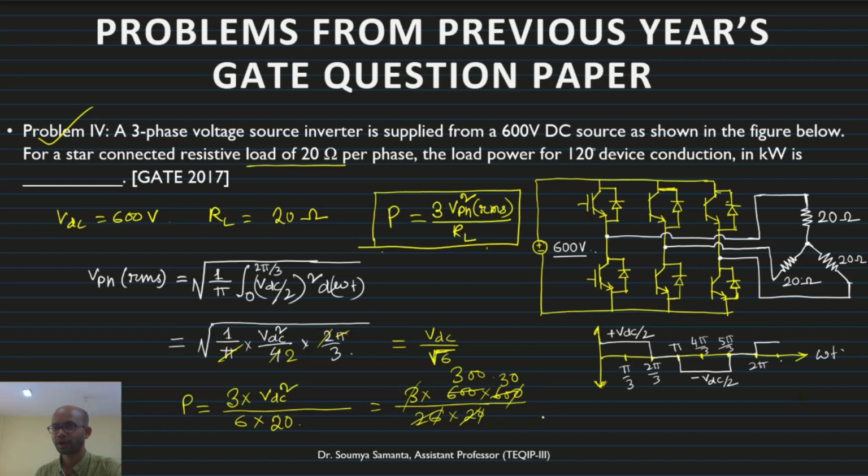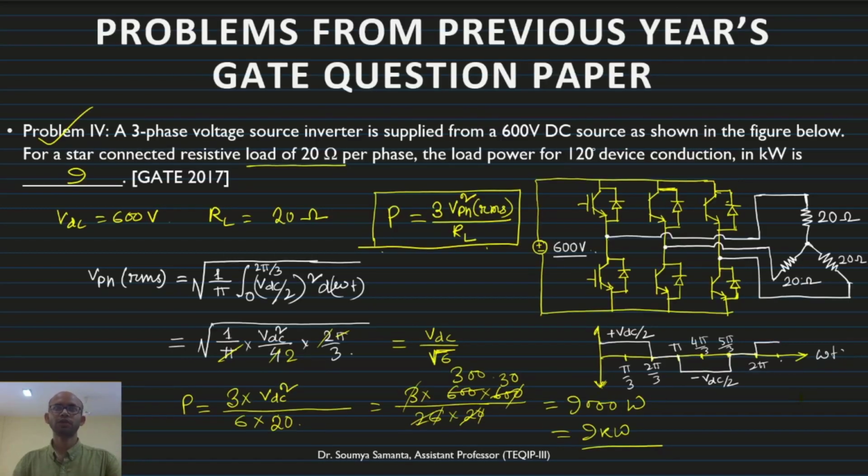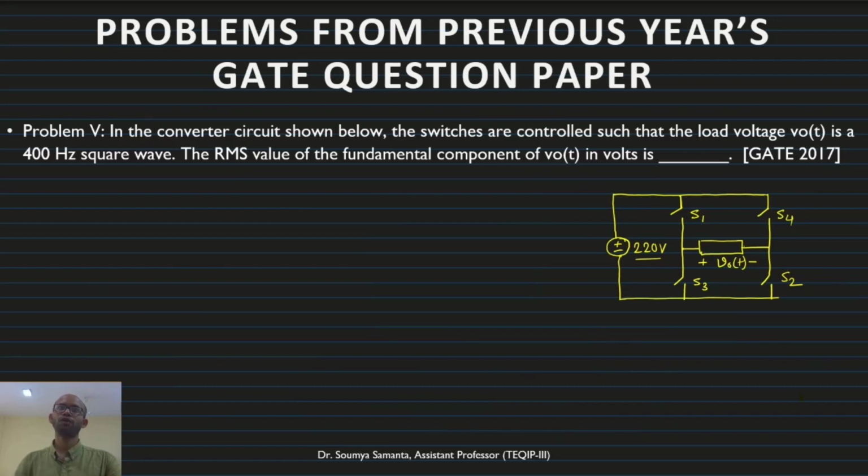So what can I get? I can get 9000 watt, so 9 kilowatt. 9 kilowatt is the answer. In kilowatt it is asked, so this will be 9 kilowatt. Okay, so this is problem number 4. Let's move on to problem number 5.